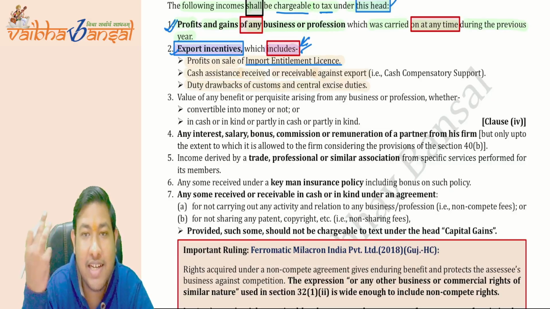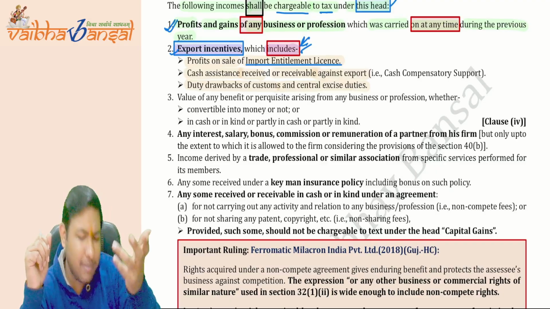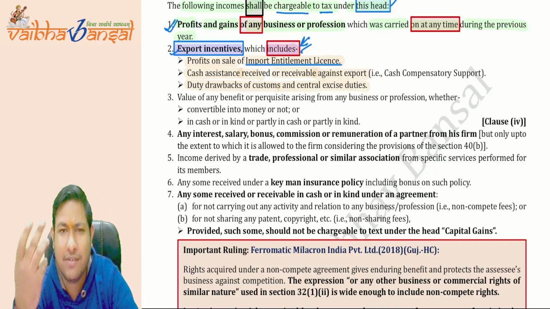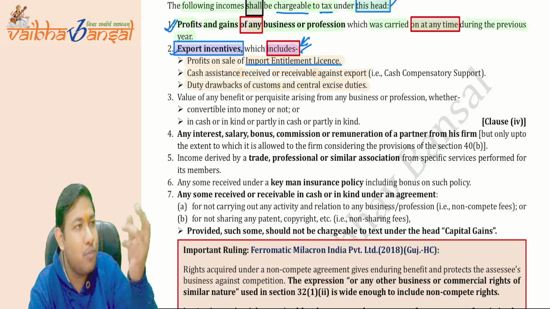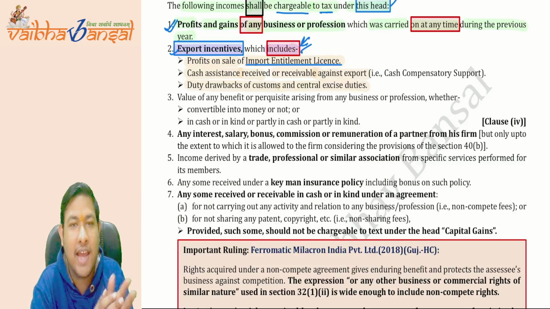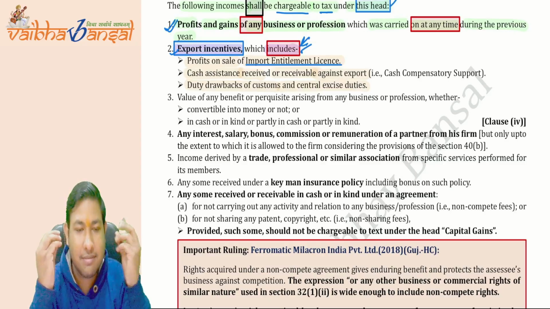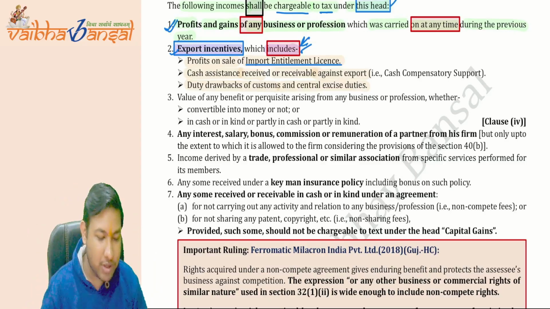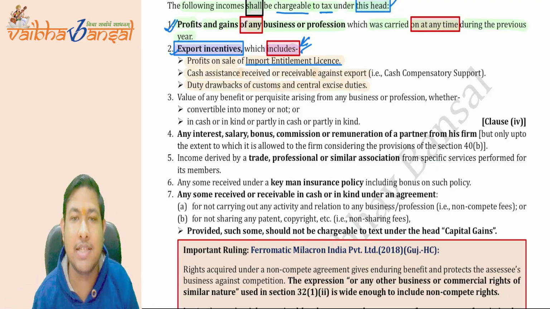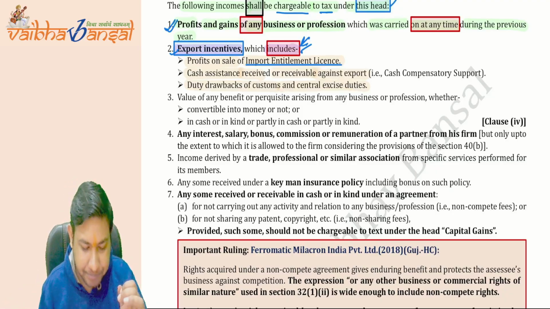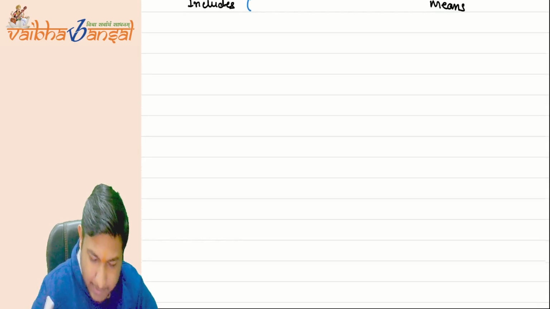These words are like French for us. We might have heard the words import entitlement license, cash assistance received, duty drawback, but they are like French or German for us. So let us understand these things very easily. See, come to the point.